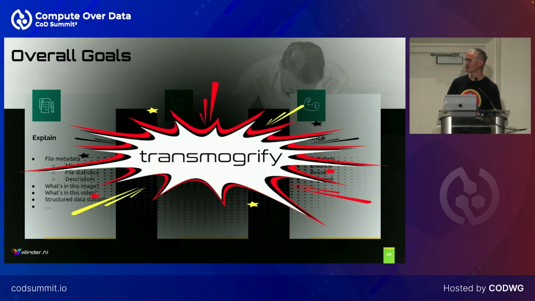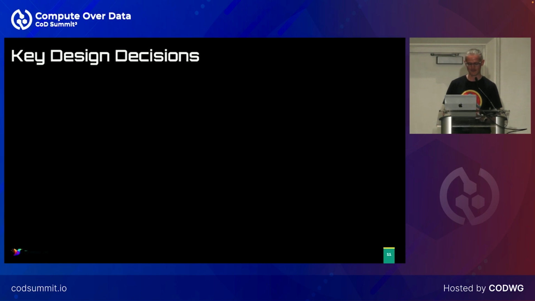And I came across this word, transmogrify. That's got to be the best word in the English dictionary by far. That's what we're trying to do. We're trying to take the input data, transmogrify it, and produce something better than what we found.